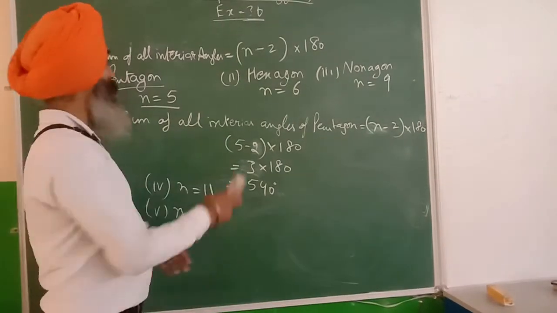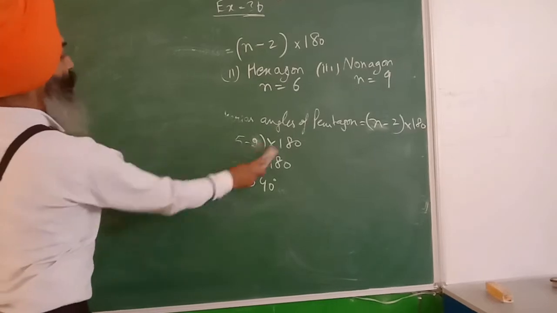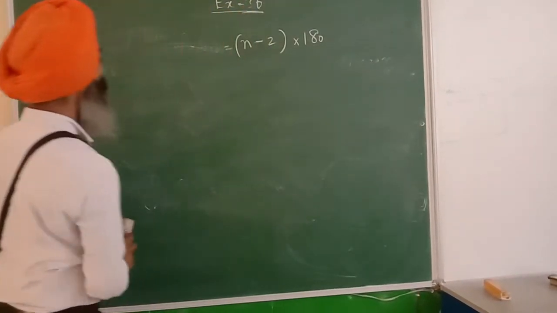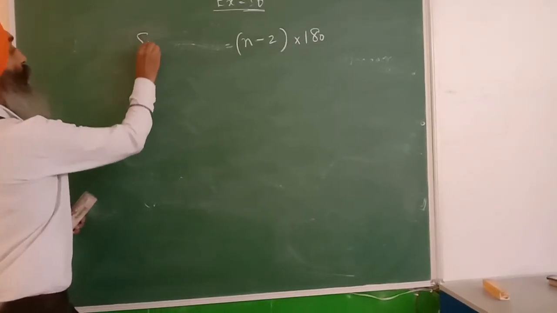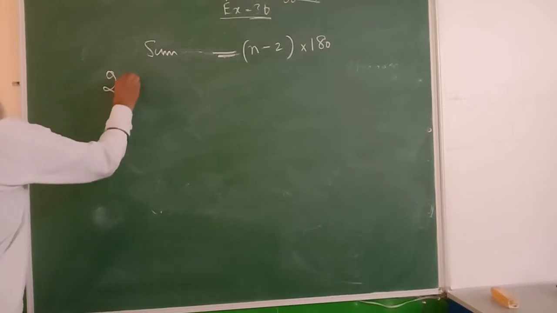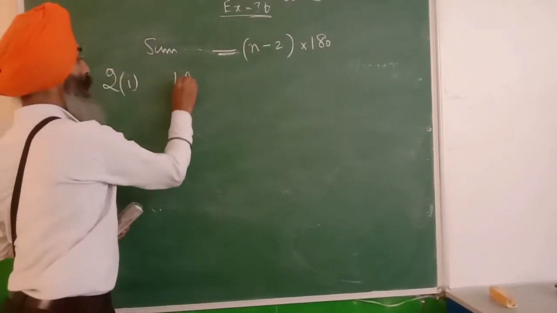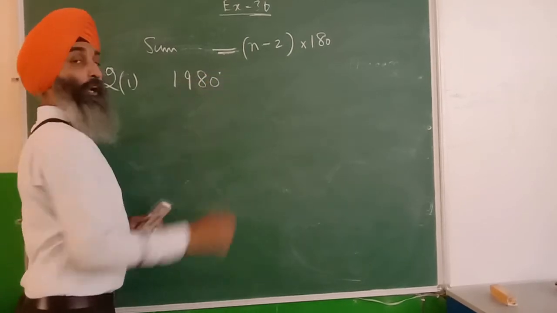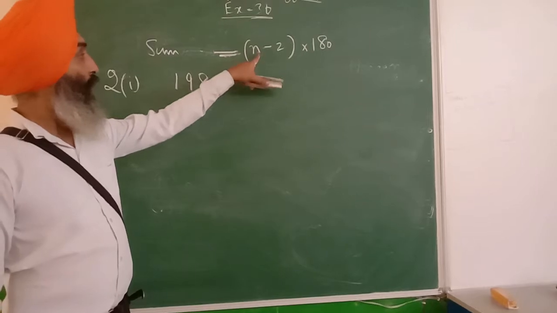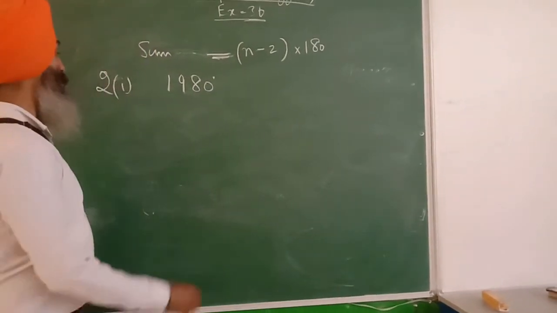Now we will discuss the second one, in which you apply the same formula, but the sum is given. In the second question, first part, the sum of all interior angles is given, that is 1980. You have to tell what n will be, that is, which polygon it is. You have to tell the type of polygon.